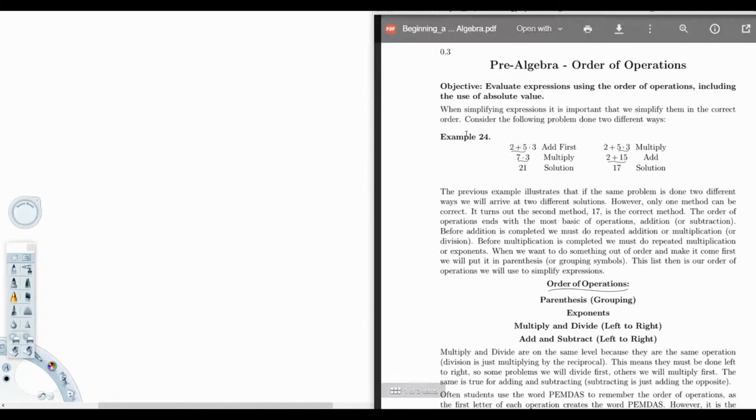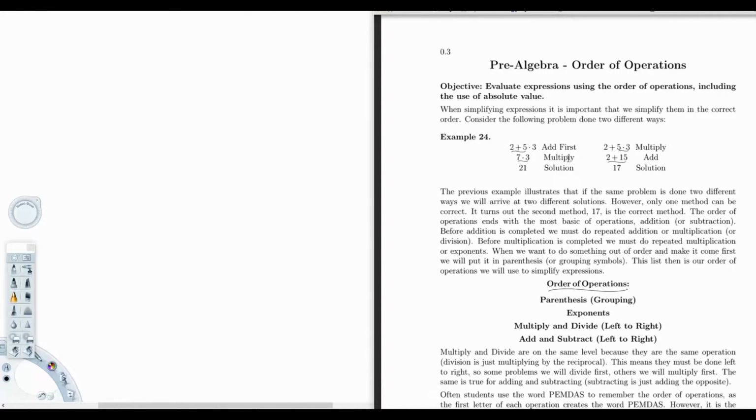Here in the book, they show a pretty good example of how, if you use the wrong order of operations, you're going to get a different solution. So if we look here, we see 2 plus 5 times 3. Remember, the dot means multiply. If you add first, you get 2 plus 5 equals 7, times 3 equals 21. However, the order of operations says that you have to multiply first. So 5 times 3 equals 15, add the 2, and you get 17. See how you get different answers if you don't follow the order of operations? Who invented these? I have no clue. All I know is you have to follow them.